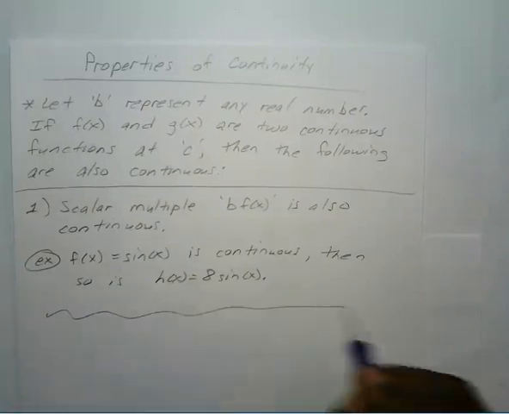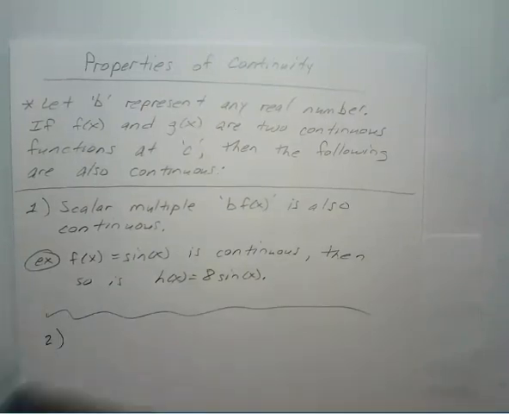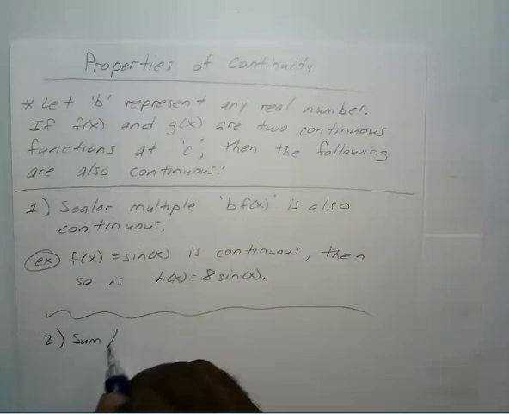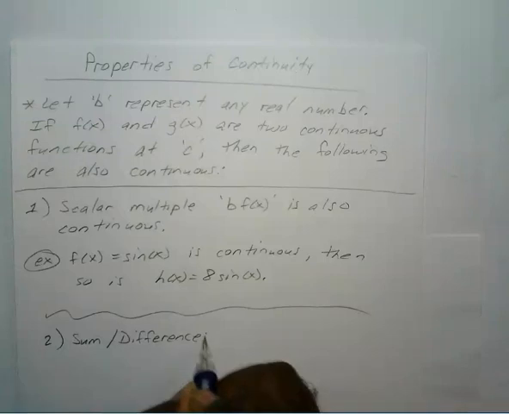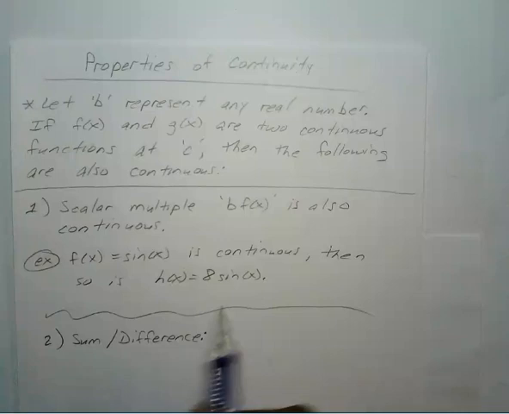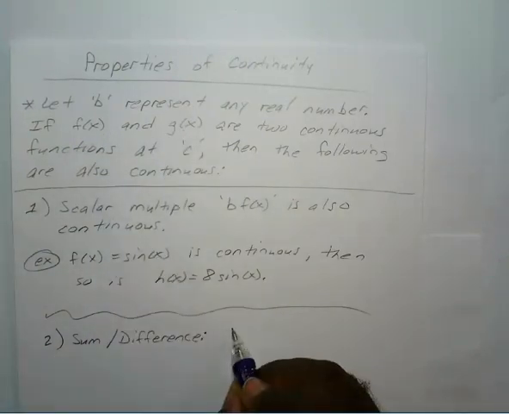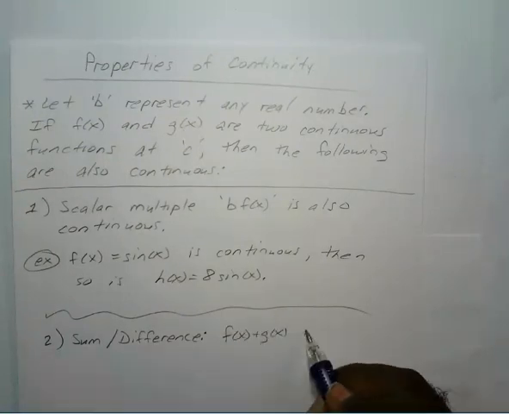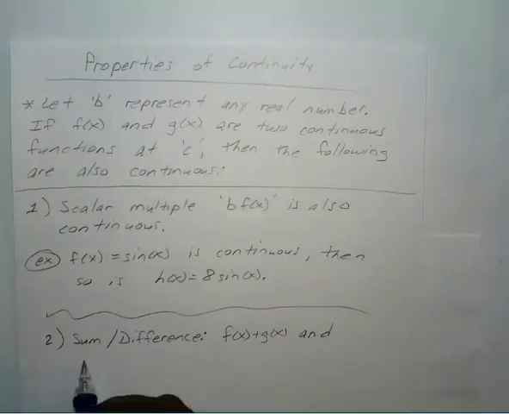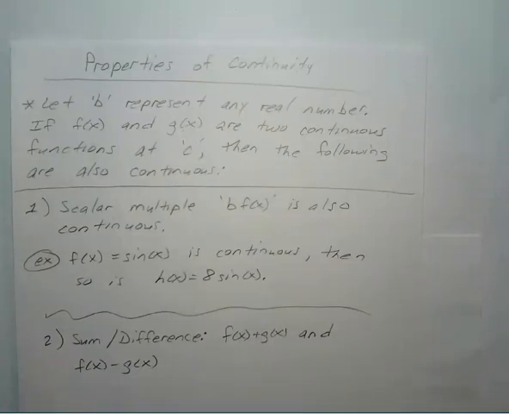Alright, so now let's look at the sum or the difference. Okay, so we know that f of x and g of x are both continuous. Okay, so we know that f of x plus g of x and f of x minus g of x are both continuous.